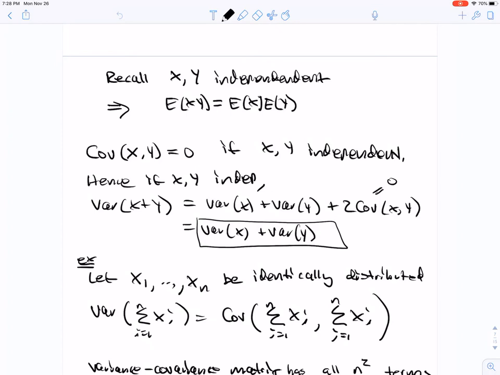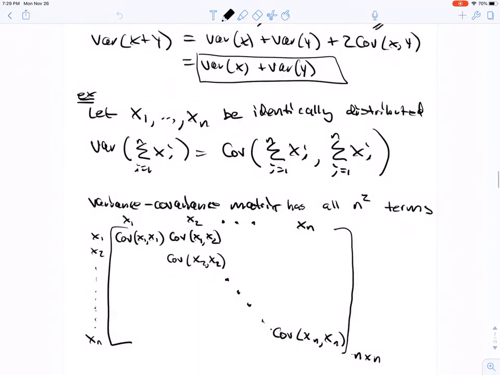Recall that if X and Y are independent, then the expectation of XY is equal to the expectation of X times the expectation of Y. So that implies that if X and Y are independent, the covariance of XY is 0. That means that the variance of X plus Y, if X and Y are independent, is just the variance of X plus the variance of Y, which is very nice.